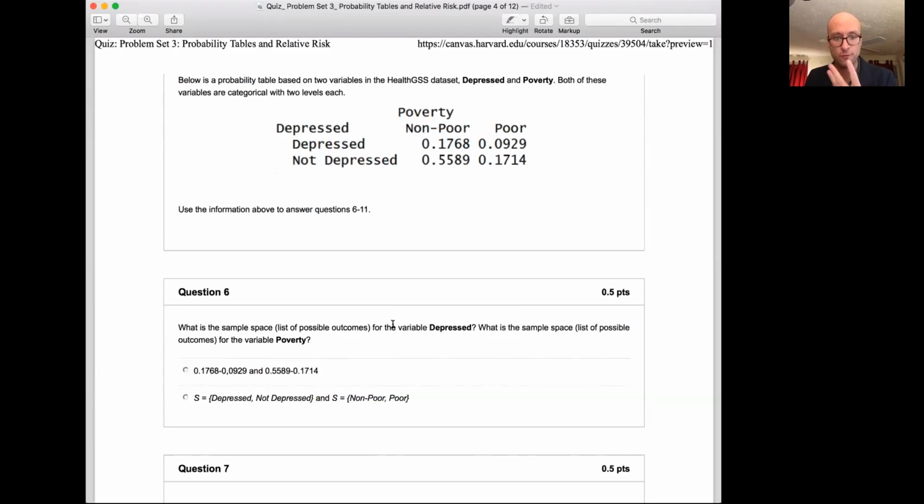So there are 4 possible outcomes in total, but what is the list of possible outcomes for the variable depressed? Well, this and this. You just look across and see, if you're depressed, what are the 2 outcomes? What is the sample space, the list of all possible outcomes, for the variable poverty? You just look at poverty and look at those outcomes. And that's why you go to this answer right here.